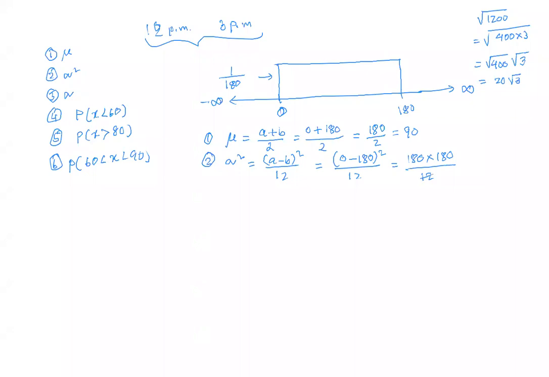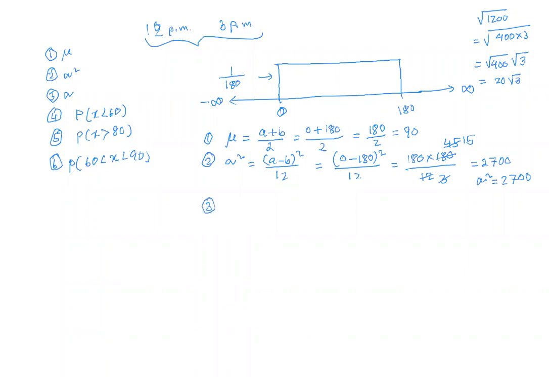4 goes into 12 3 times, and 4 goes into 180 45 times, and 3 goes into 45 15 times. So 15 times 180 is 2700. So that is your sigma square. So sigma square is equal to 2700. Now, what is sigma?